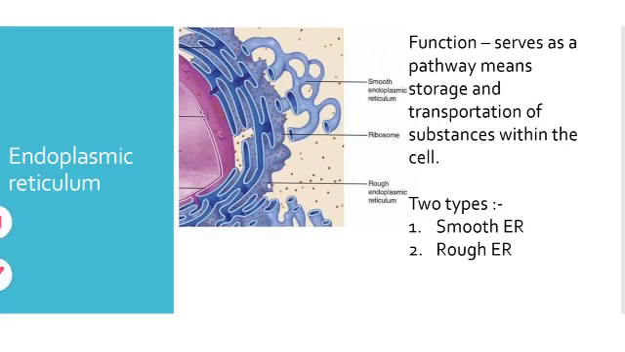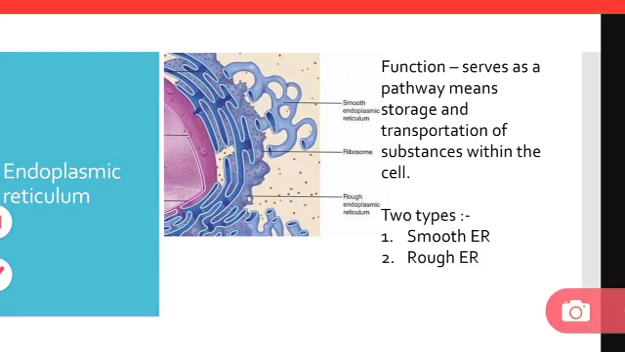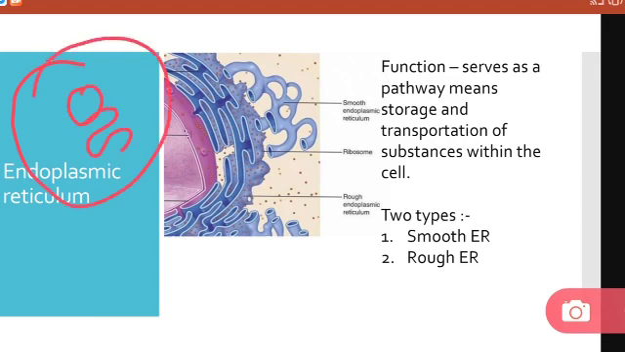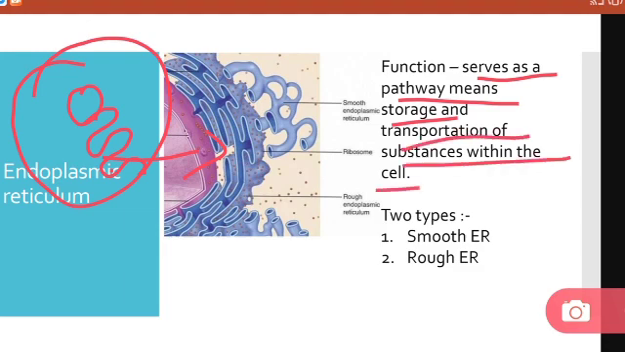Next comes endoplasmic reticulum. What is this endoplasmic reticulum? Endoplasmic reticulum is present just between the nucleus. They connect nucleus and the plasma membrane in this way. So this is the structure of endoplasmic reticulum. What is the function? Serves as a pathway, means storage and transportation of substance within the cell.